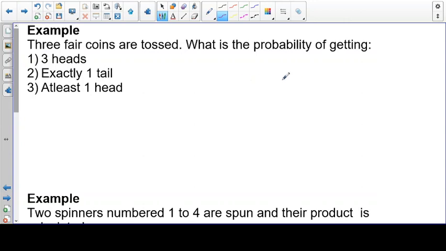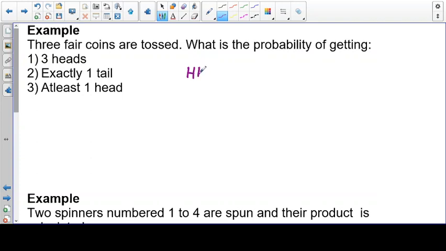So 3 fair coins are tossed. What is the probability of getting 3 heads, exactly 1 tail, at least 1 head? So ways in which we could show the outcomes, we could draw a tree diagram, though that would be quite a busy tree diagram. I would probably just list it and try and list the outcomes systematically.